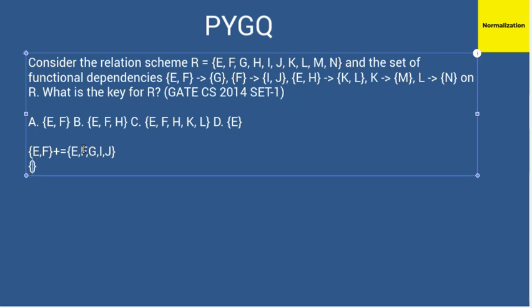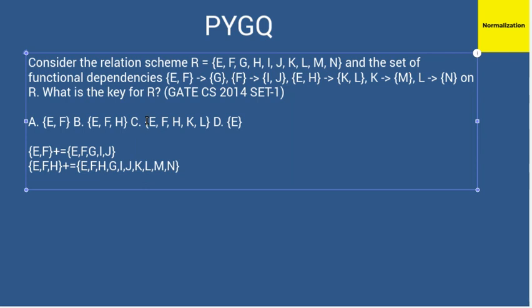So let's check the next option, E comma F comma H. With the help of E comma F you derive G, and with the help of F you derive I comma J, and you have E and H. Yes, E and H are available, so include K and L. With the help of K you can derive M, and L is also present, so you can derive N. So here all the attributes are derived, so this is a key.